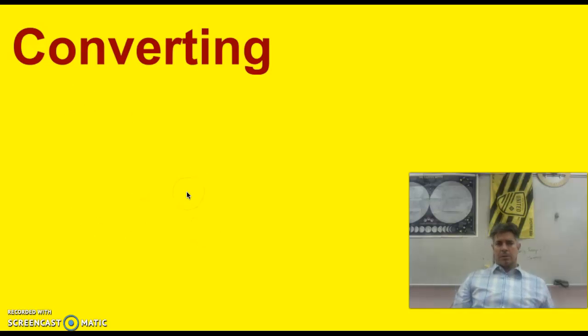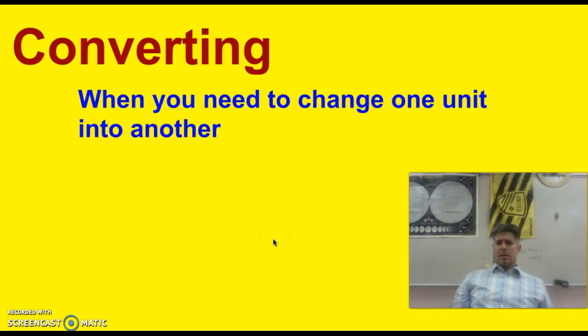I'm going to talk about converting from one unit to another, and my favorite method, which is factor labeling. Converting means when you want to change one unit that's been measured in into another. I'm going to give you a couple of examples of that. You can also use this for metric system conversions.